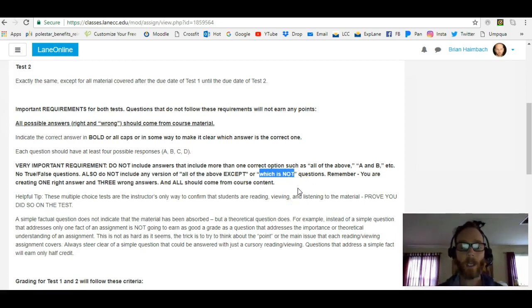And then that means from 1 reading assignment, you give me 3 answers that came from only that 1 reading or viewing assignment and 1 answer that is not from that. So you're creating 1 right answer that came from the reading or viewing assignment, and then 3 wrong answers that came from another reading or viewing assignment. The best test is going to cover the most material, and this is the only way to do that.